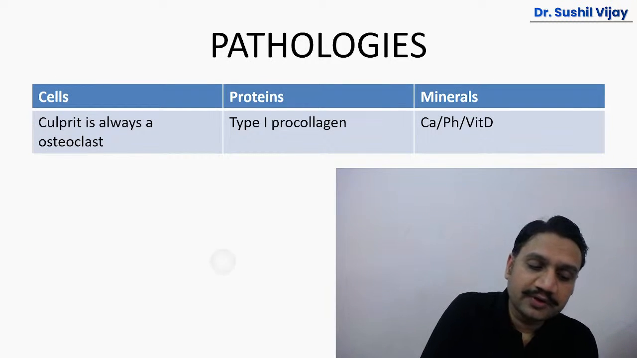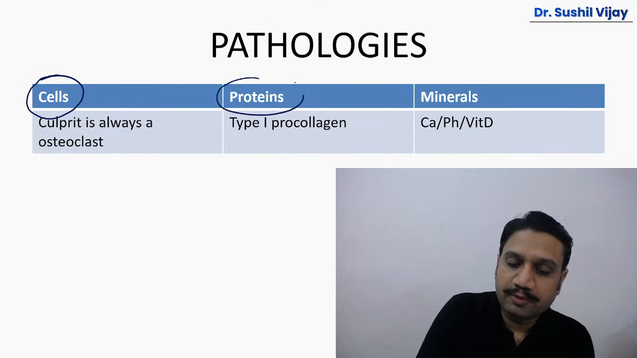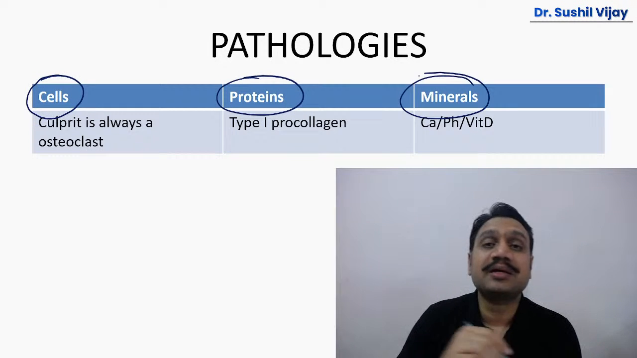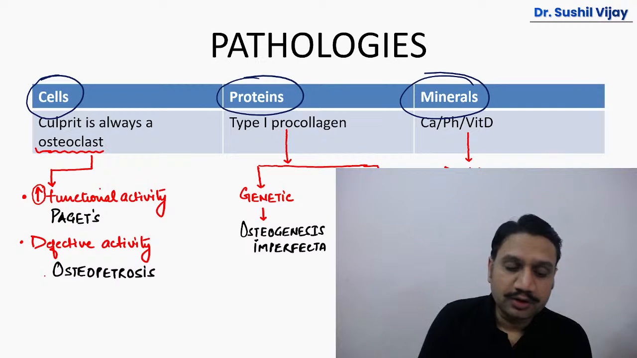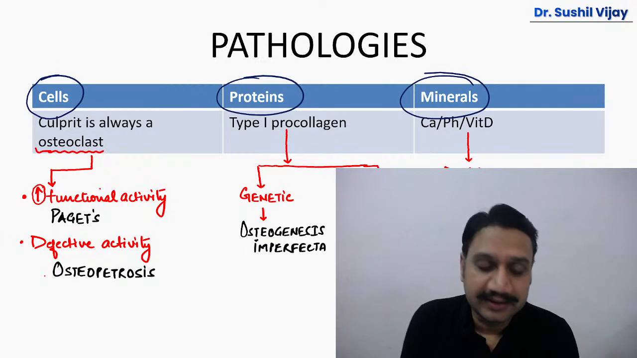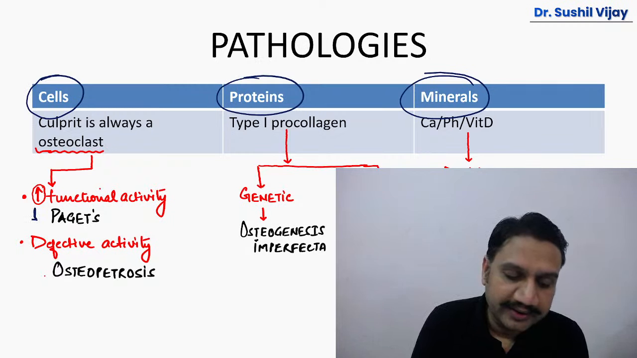So cellular problems can be there, protein problems can be there, mineral problems can be there. Three components making the bone. Now what are the problems? You can very well see here. When you talk about the cellular problems, please mind it, the cellular problem number one is Paget's.